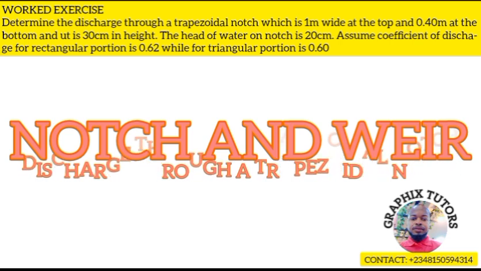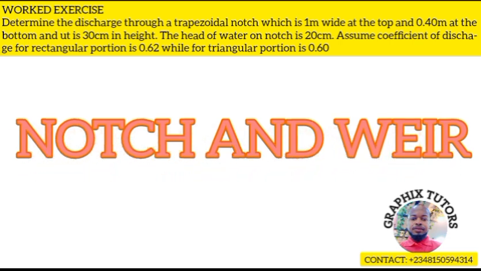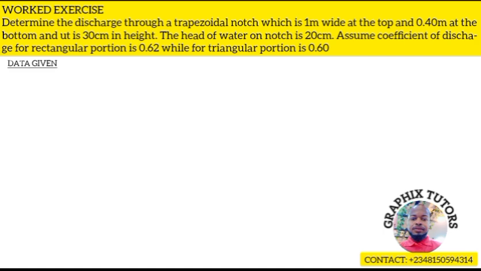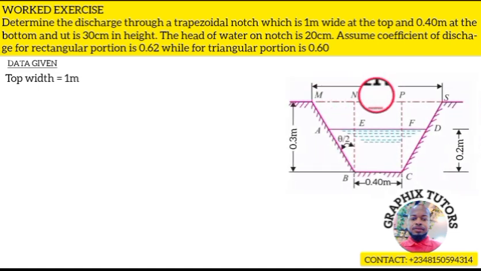So the data given from the question says that the trapezoidal notch is 1 meter wide at the top, meaning the top width is 1 meter. And if you look at it, from M to S is 1 meter. Can you see that? Then we'll move forward. It says 0.40 meter at the bottom. So it means that the base width is given to be 0.40 meter. So BC is the bottom width of the trapezium.